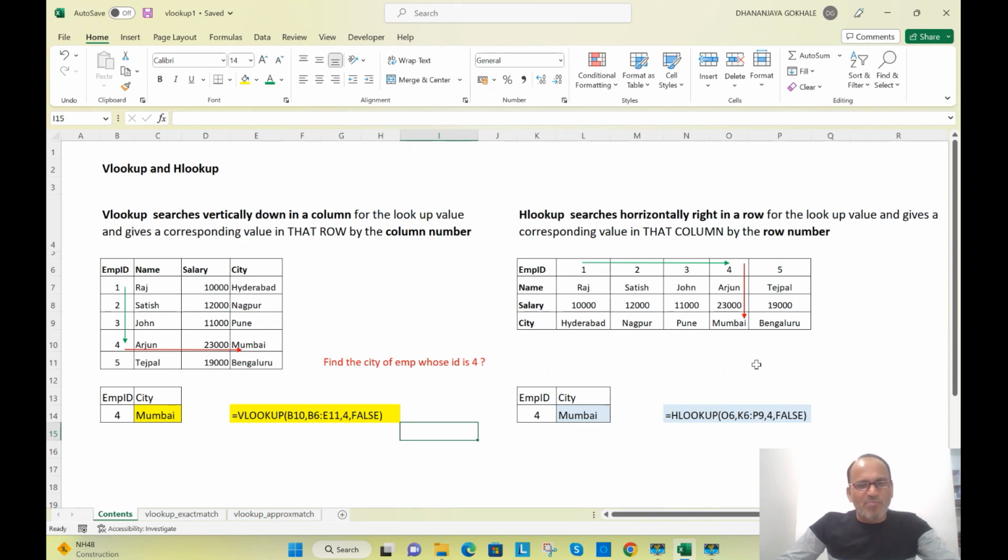Now, what is this lookup? Usually, we have the data in a table. So it's tabulated data with a large number of rows, that means records, and columns. For example, you have got employee data where, let's say, we have the employee ID and the name and salary and city. Let's say there are 5,000 employees. So all their IDs and respective values for name, salary and cities are available.